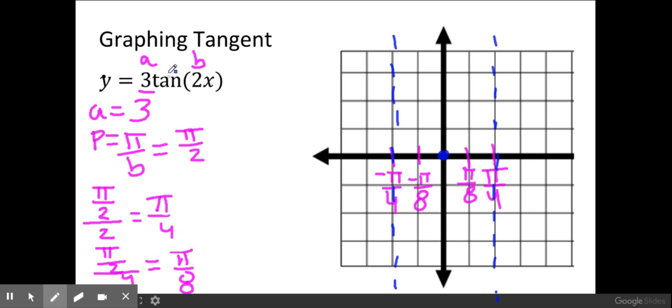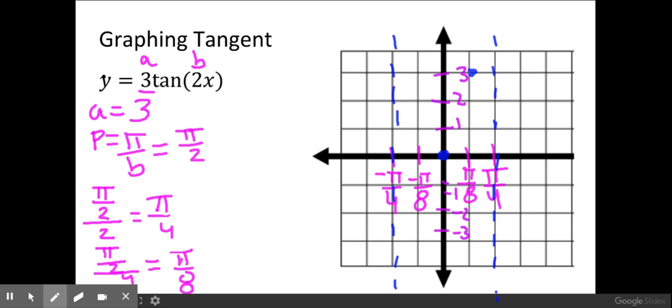And then we're going to use the amplitude to plot the two critical points. So my amplitude here is 3. So we want to label 3 up and 3 down. And when we plot the points, for the tangent function, the left goes down and the right goes up.